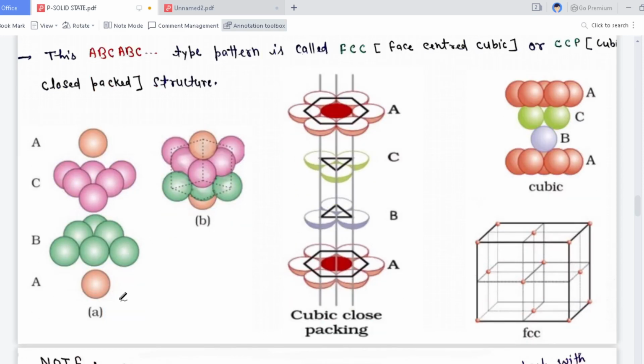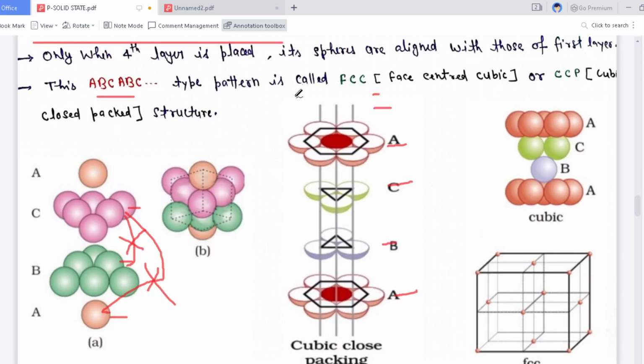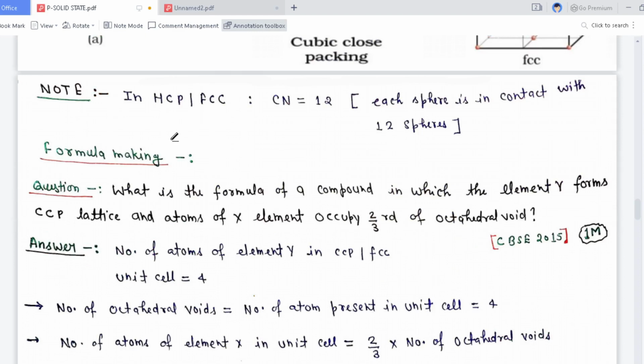Just like in this case. This is the first layer, this is the second layer, and this is the third layer. But this third layer is unlike the second layer, nor does it match with the first layer. So it's different in every layer. So it is called an ABC structure. This ABC type pattern is called face-centered cubic or cubic close packed structure. Right. Pretty simple till now. Next, in HCP and FCC, there is a coordination number of 12. Remember this.